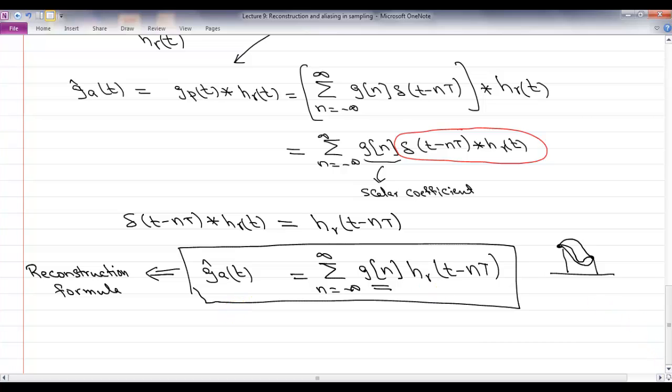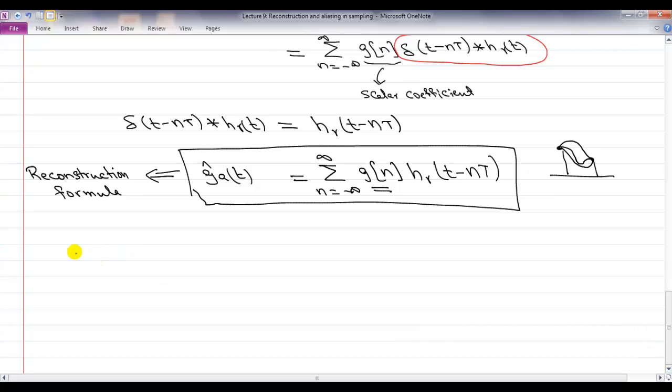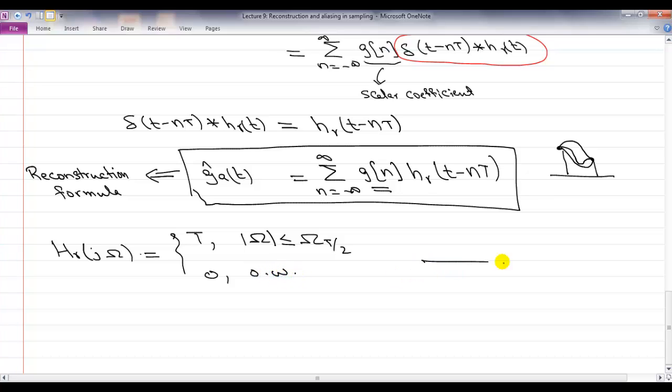So let's talk about what that looks like. For an ideal low-pass filter, Hr of j omega is equal to T for absolute value of omega less than or equal to omega_T by 2, and 0 otherwise. It looks like this box function with a height of T. So what is the impulse response corresponding to this filter? What is hr of t for this filter?